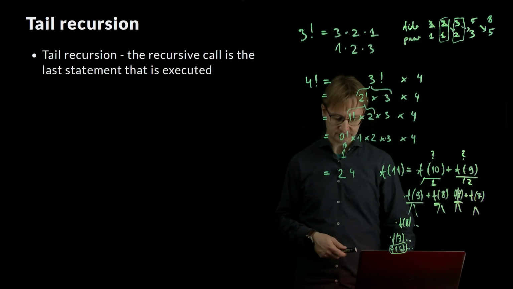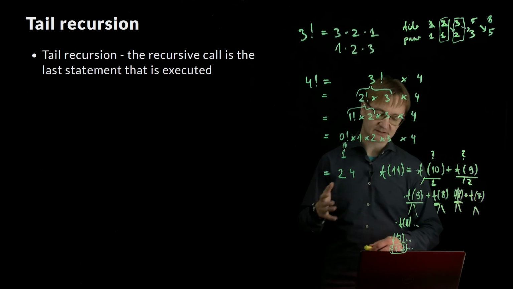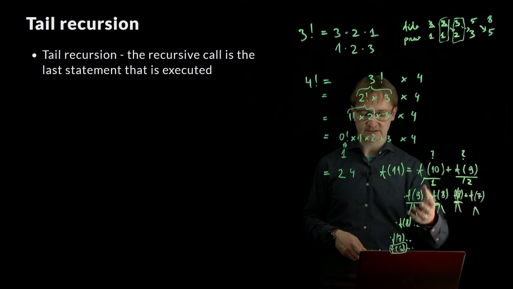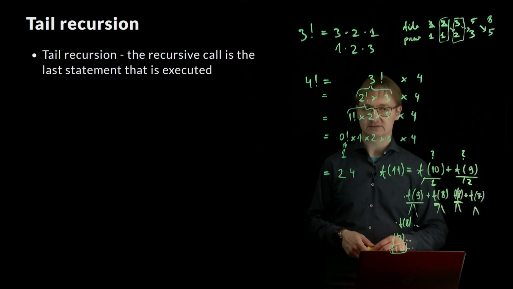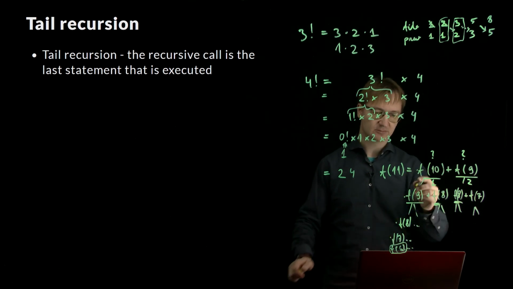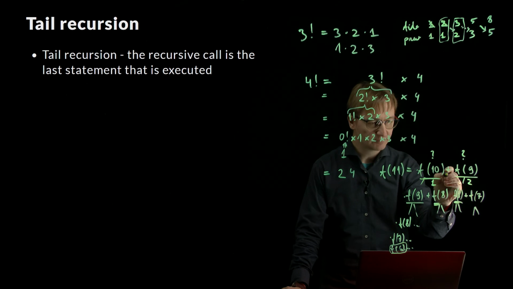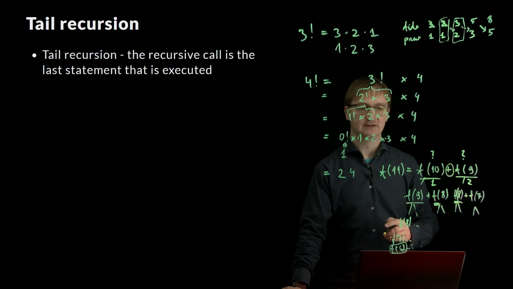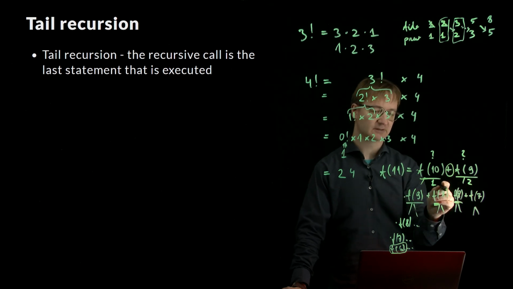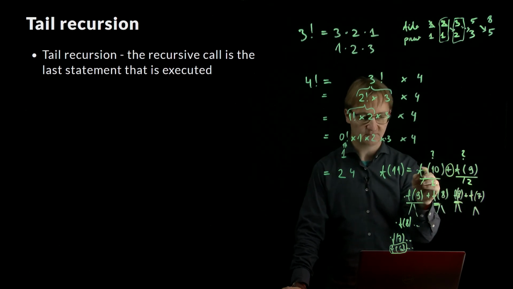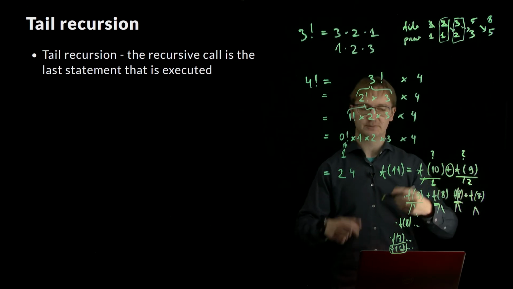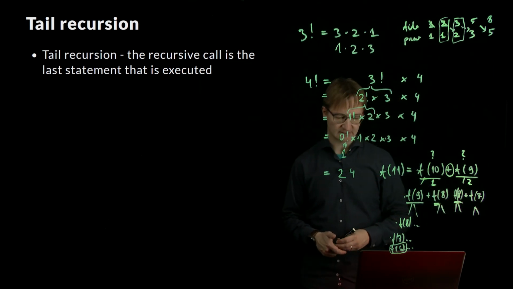So the tail recursion. Basically, tail recursion is the one where the recursive call is the last statement which is executed. So here I had also recursive functions, but the problem here is this plus. The plus is the last statement in this line, because first it has to calculate the value of this, then it has to calculate the value of this, and the last operation is this addition.